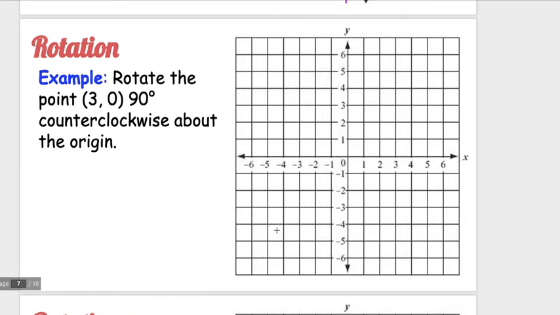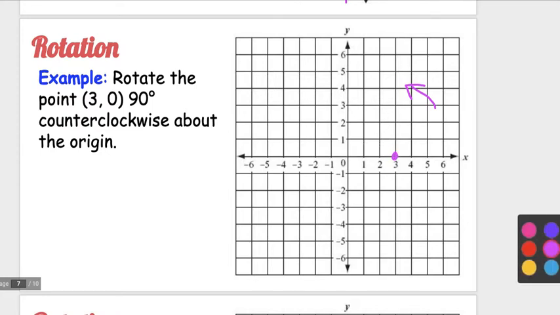So in order to do this, the first thing we need to do is plot this point on the graph. This is (3, 0). And this says counterclockwise. We know counterclockwise is going in this way, right? And also we said going 90 degrees. So 90 degrees is going to be this 3.